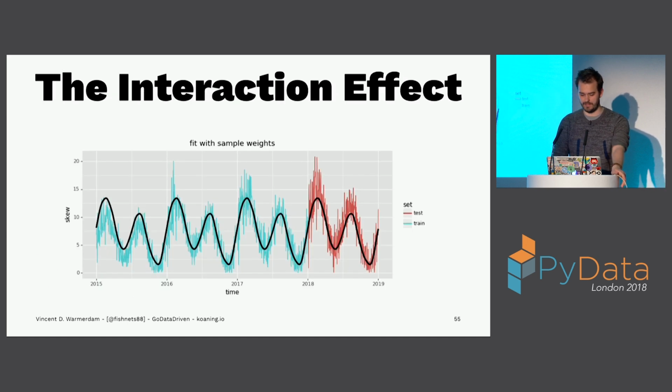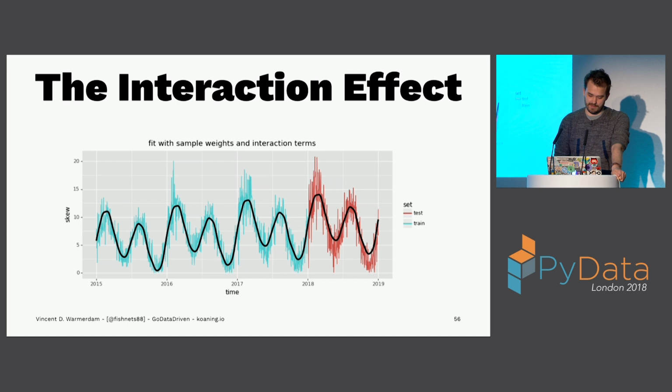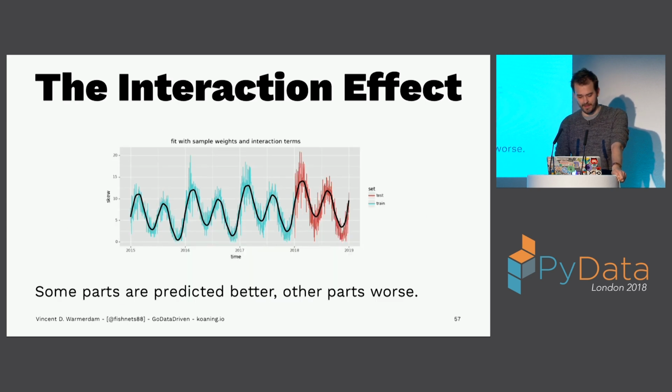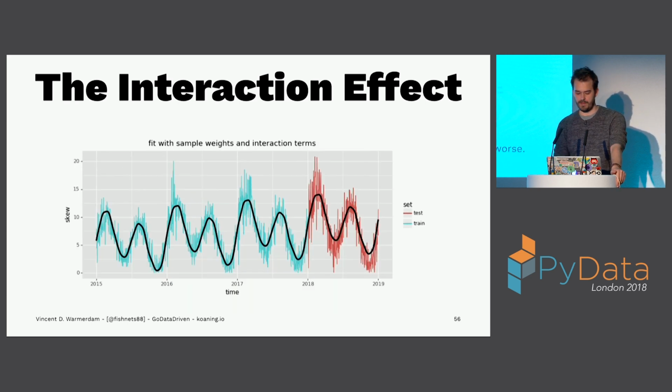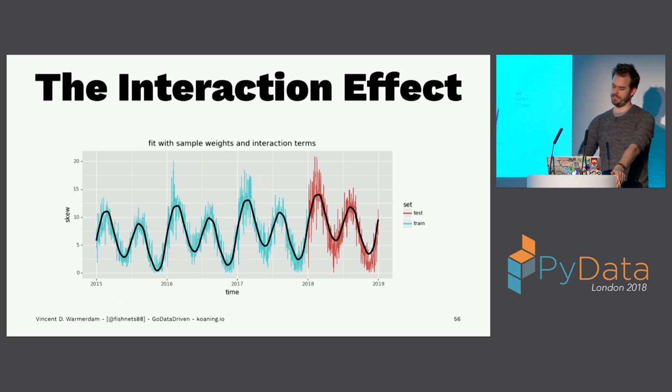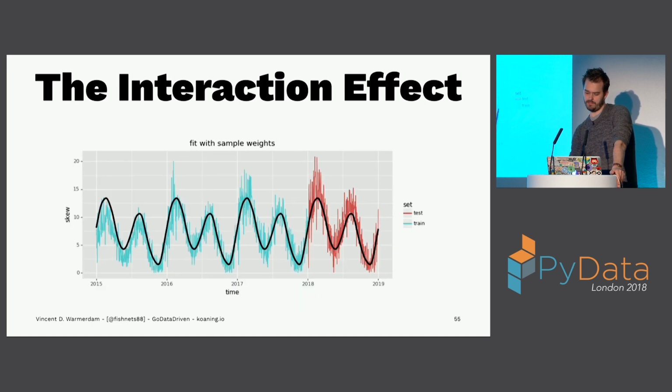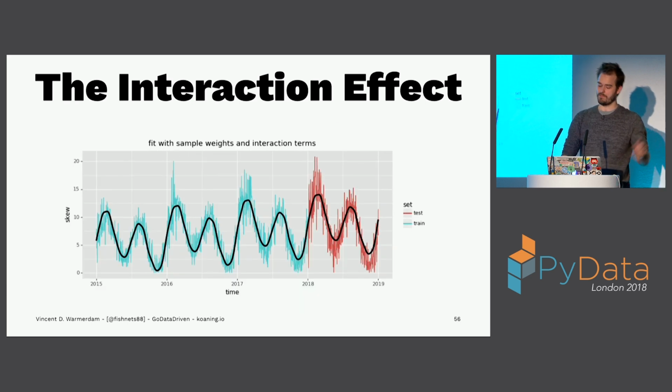This is when we apply the sample weights and add the interaction terms. So some parts are predicted better. If you just pay a bit of attention, these are two predictions a year ahead that are somewhat reasonable, but I can think here it's predicting the end of the year a little bit worse, whereas here it was a little bit better. So it smells like hyperparameters.